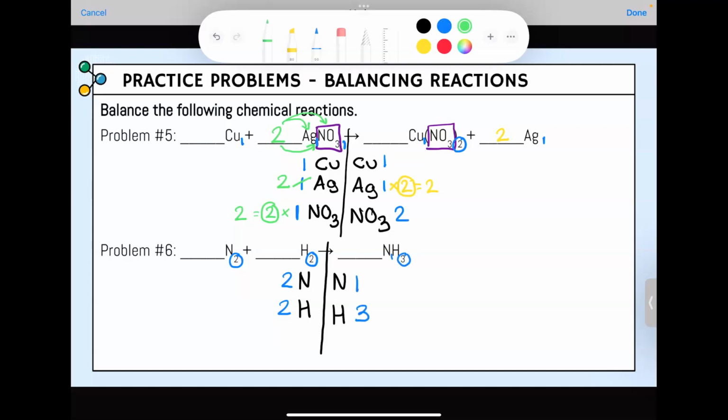Now, I know I said never start with hydrogen, but for this problem, I want to start with hydrogen because I want you to see what happens if we have, like here, 2 and 3. There's really no number we can multiply to make it a 3 or make it a 2. When you have this issue, you want to do the greatest common factor, and the greatest common factor between 2 and 3 is 6. So we have to make both numbers equal 6.